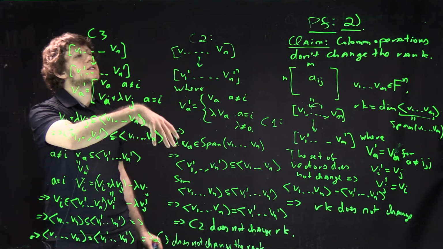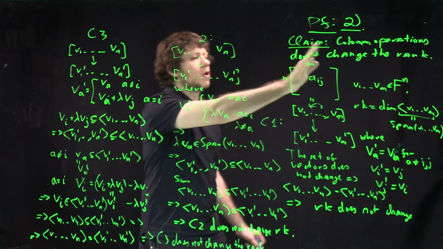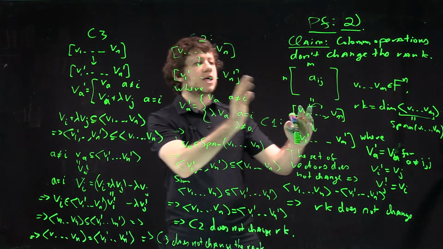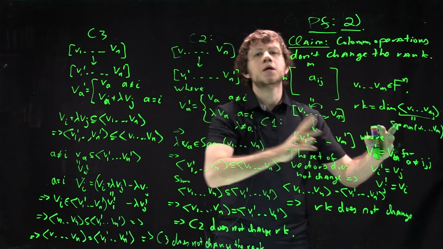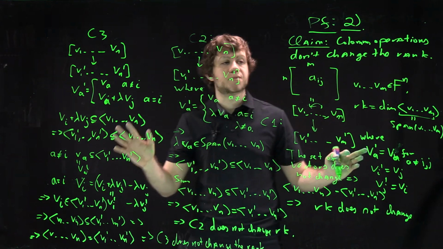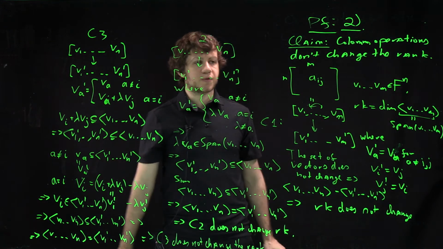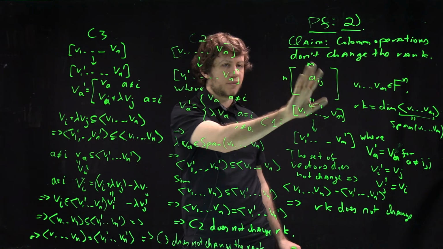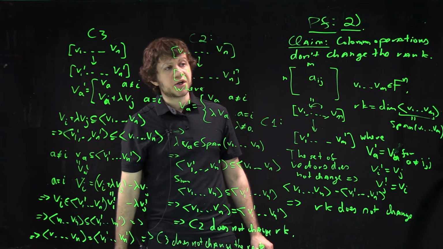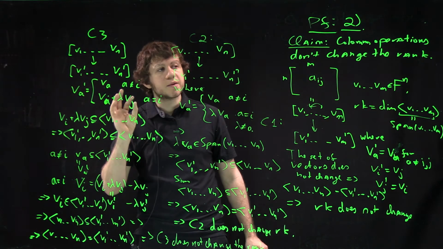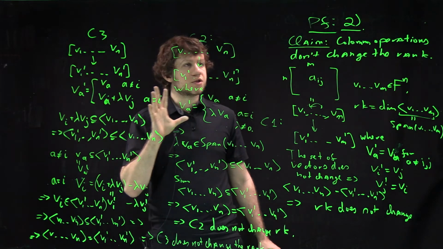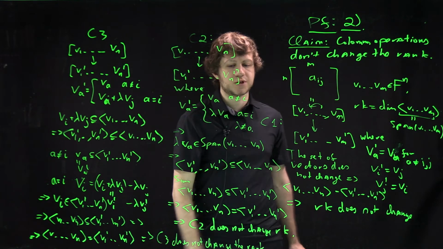So this is the first claim. Column operations don't change the rank, and the reason is very silly. They don't change the subspace, so they don't change the dimension of the subspace. That's it. That's very simple. So this is with column operations. With row operations, the situation is a little bit more tricky and a little bit more abstract, so it's more important to understand. Let me do that.